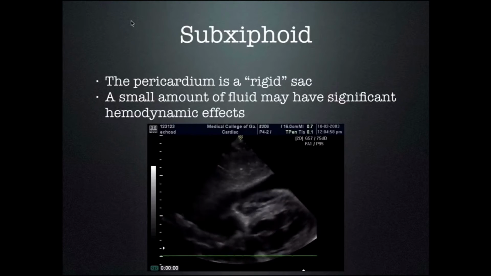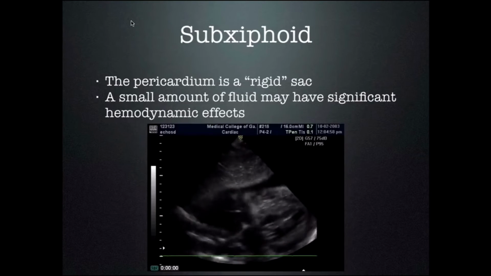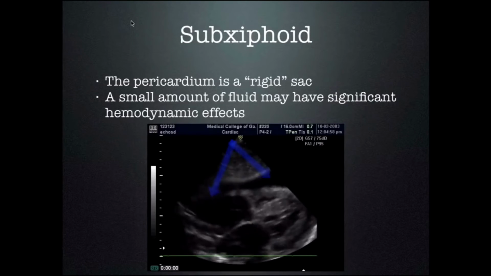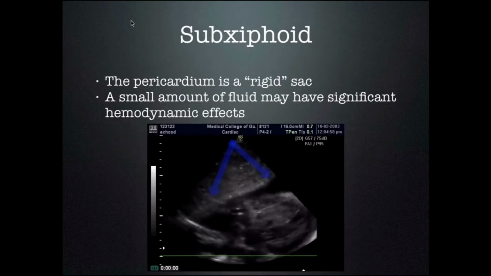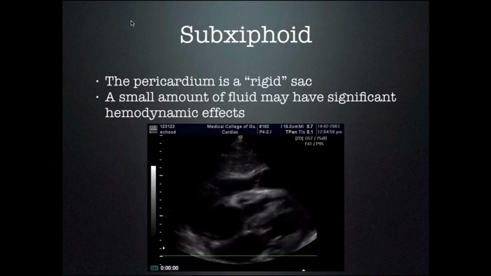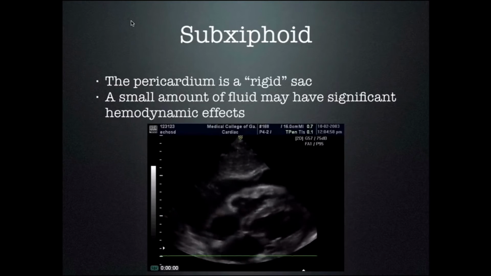The subxiphoid window, again, we are flat across the abdomen. We're angled up underneath the ribs. We're coming through the liver. And here we see the heart beating, where we notice there's a big stripe of fluid around the heart. Remember, a small amount of fluid in a trauma patient may have a massive hemodynamic effect. So small does not necessarily mean that it's insignificant.